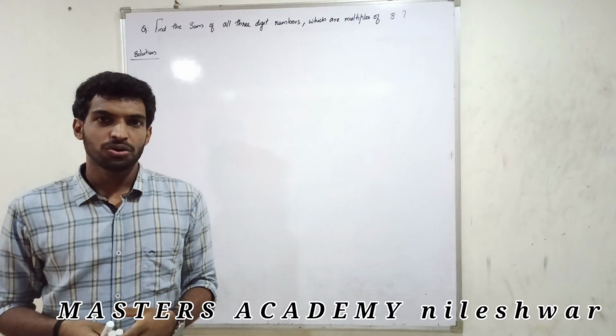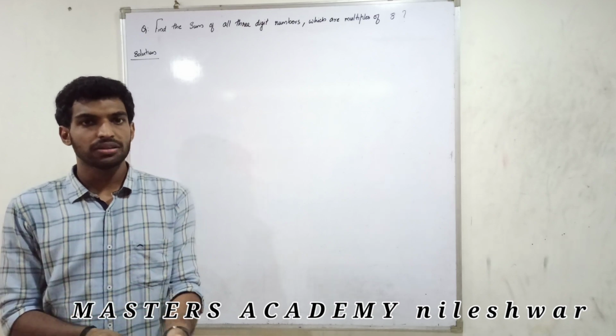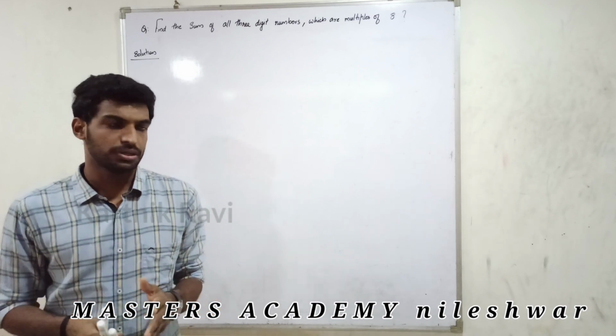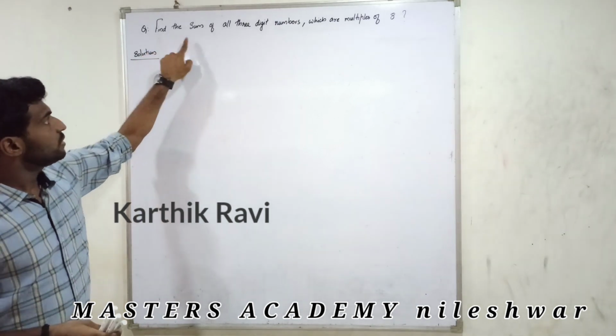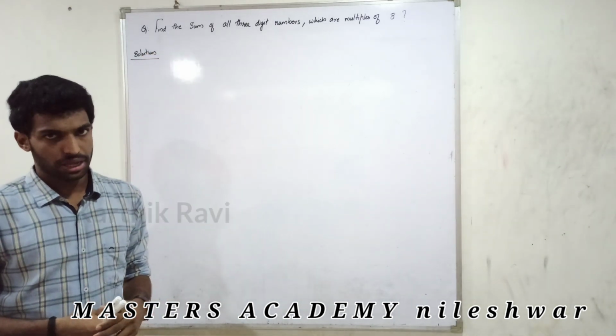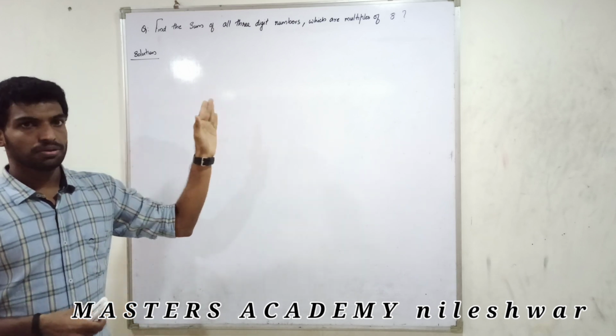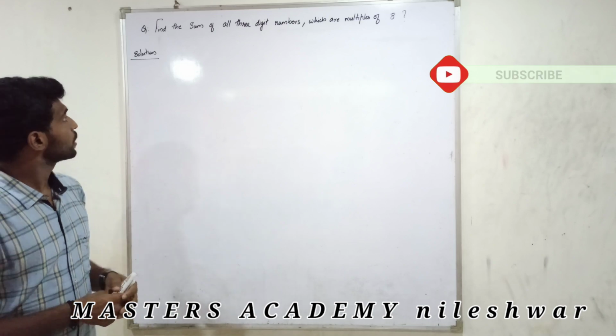Now we are moving on to another important question of this chapter. So listen carefully. I repeat, this is one of the important questions of this chapter. Find the sum of all 3-digit numbers which are multiples of 8. First, we can analyze this given question word by word.